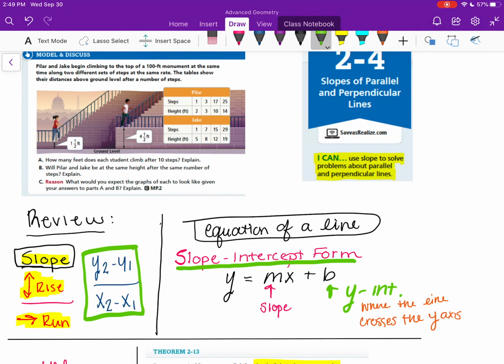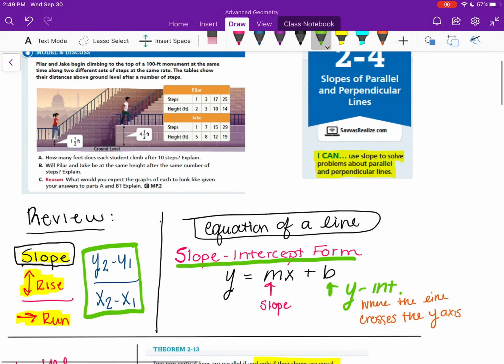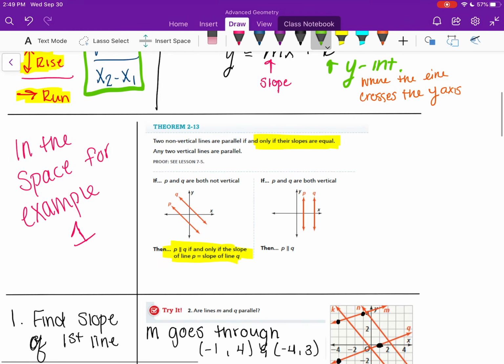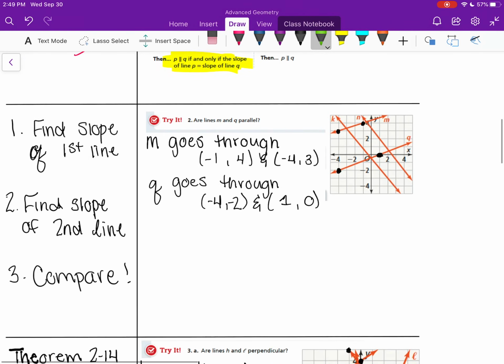And now we can turn the page, and where you have room, for example 1, I actually want you to pause and write theorem 2-13, which is essentially telling us that lines are parallel if and only if their slopes are equal. We're going to use that right now in example 2.